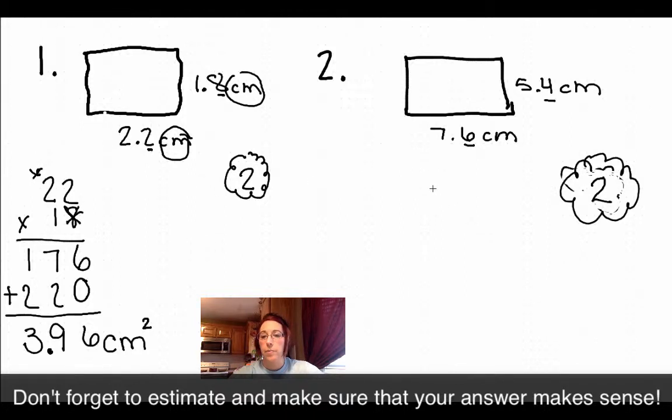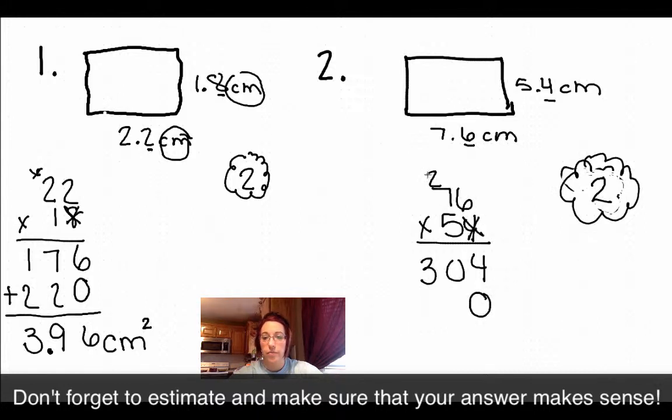And then we line up our numbers, not caring about the decimals because they're sitting in our cloud over here, and multiply. So 6 times 4 is 24. 7 times 4 is 28 plus 2 is 30. Second row always starts with a 0. 5 times 6 is 30. 7 times 5 is 35 plus 3 is 38.